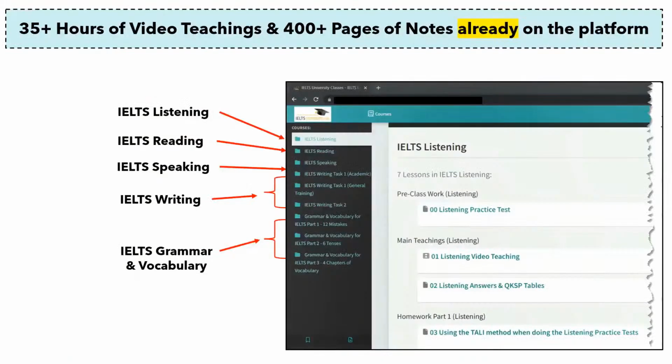Now, as I said, the 35 plus hours of videos and 400 pages of notes are already on the platform. You can have a look at this here. Okay, IELTS listening, reading, speaking, writing task 1, academic general training. So you get whichever you are taking, whether it's academic or general training, writing task 2, and then these whole 3 courses on grammar, which is very intensive, but it's going to stretch you. It's going to really help you improve your grammar and vocabulary, which is very important for your writing, your speaking, but also just for IELTS in general. It's going to help you a lot, right? But you have to put in the work.